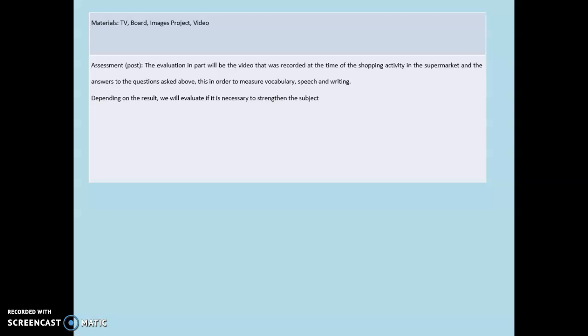Assessment. The evaluation is done in part with the video that was recorded at the time of the shopping activity in the supermarket, and the answer to the question asked about this, in order to measure vocabulary, speech, and grammar. Depending on the result, we will evaluate whether it is necessary to strengthen the subject.